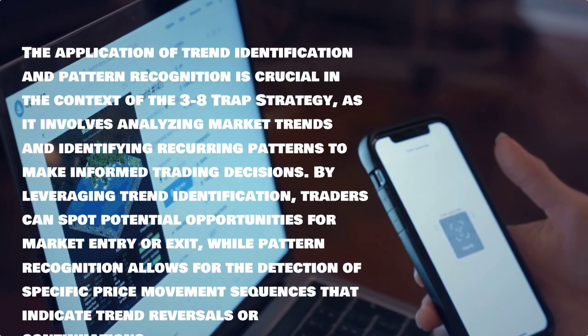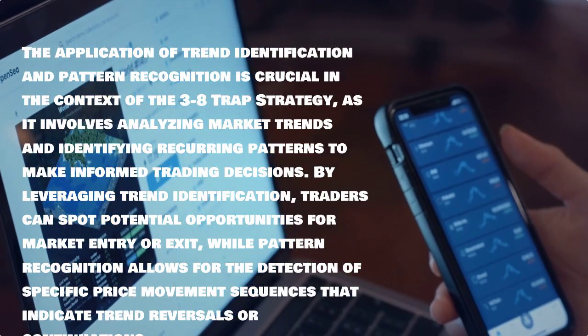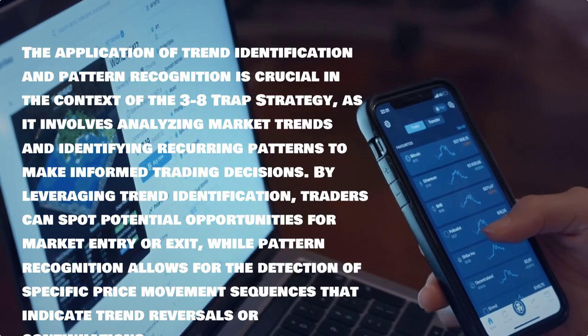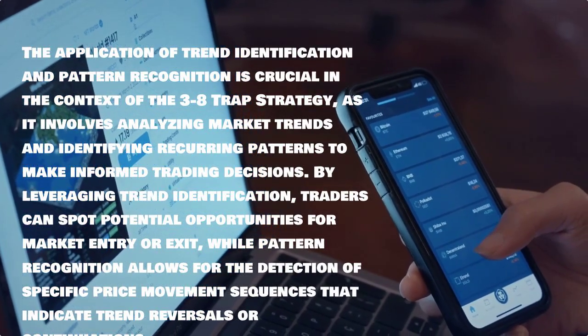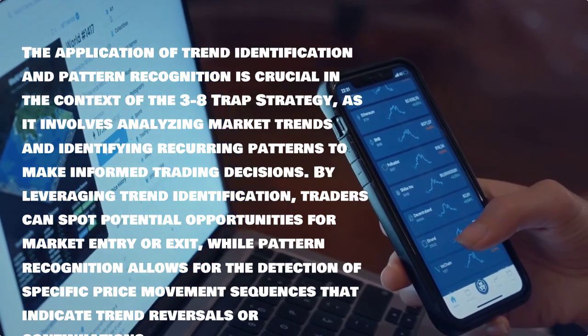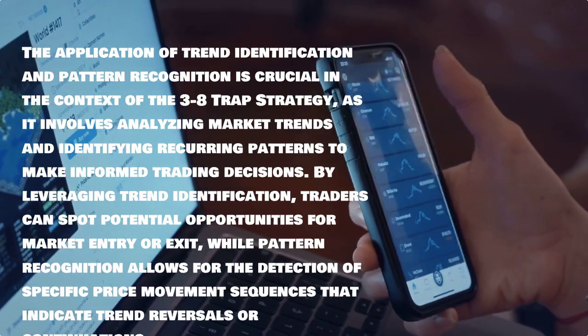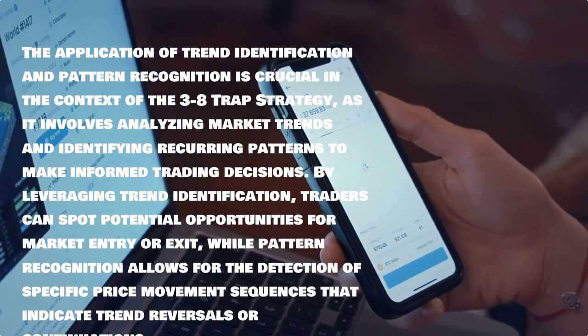The application of trend identification and pattern recognition is crucial in the context of the 3 to 8 trap strategy, as it involves analyzing market trends and identifying recurring patterns to make informed trading decisions. By leveraging trend identification, traders can spot potential opportunities for market entry or exit, while pattern recognition allows for the detection of specific price movement sequences that indicate trend reversals or continuations.